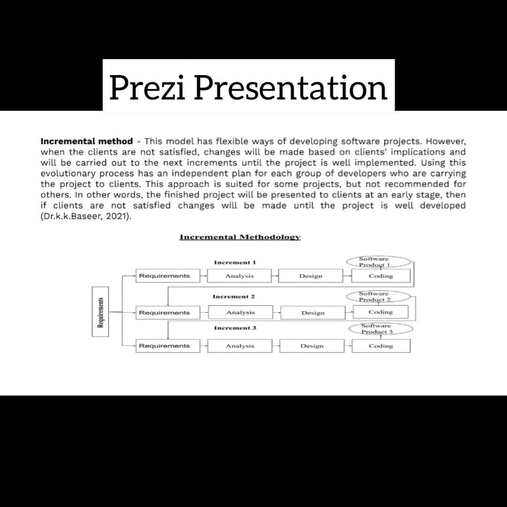So for example, in the first increment, the developers gather all the requirements from the clients, and then they do analysis, and they do design, and then they finish the project and present it to the clients. However, if the clients are not satisfied enough with that system, there will be changes that need to be done by the developers. They need to gather the requirements again, do the analysis, do the design again, and present that to the clients. So they have to repeat again and again until the system is well implemented.